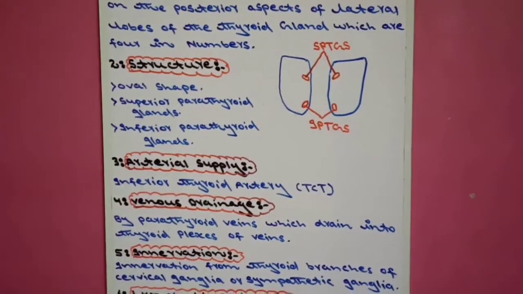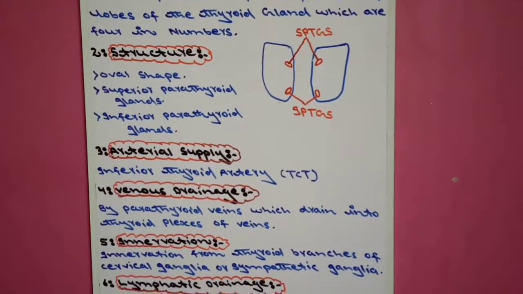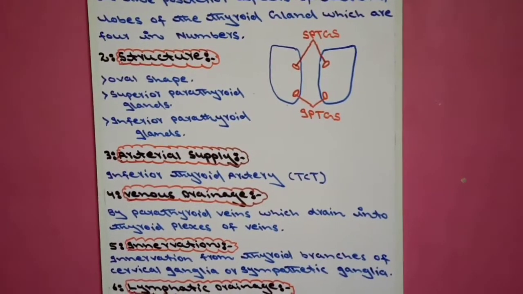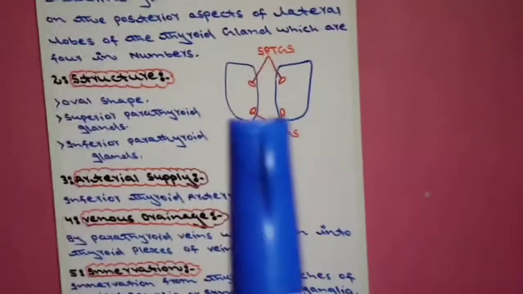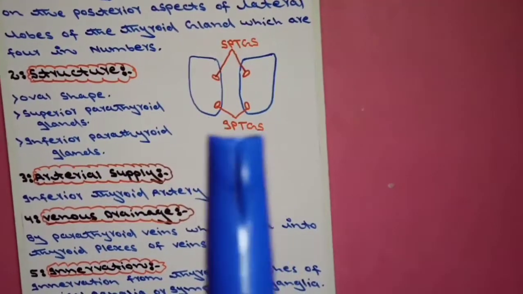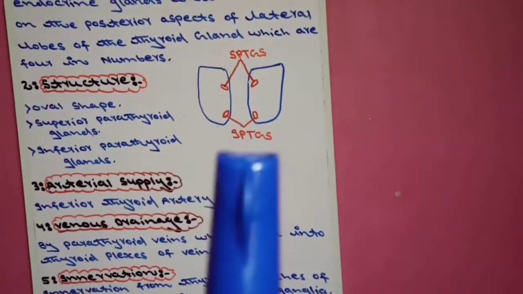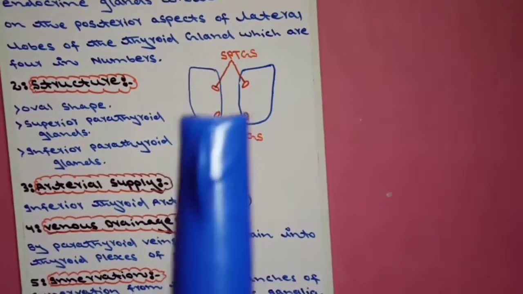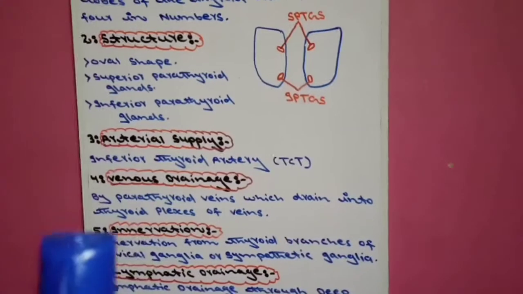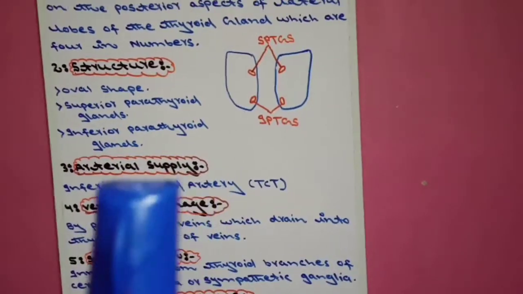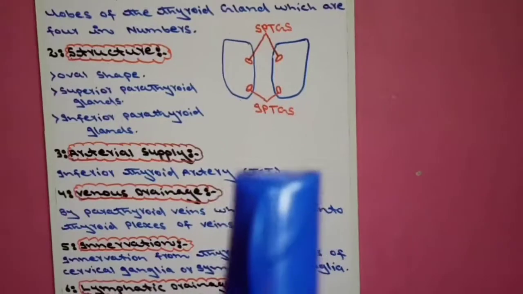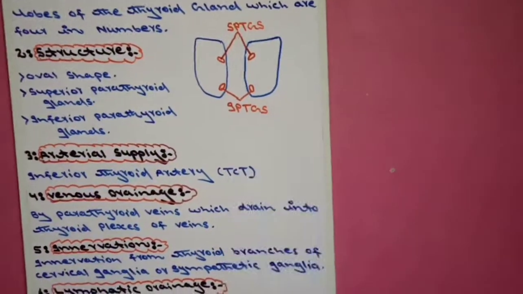Now, when the inferior thyroid artery supplies the posterior and inferior aspect of the thyroid gland, on the posterior aspect of the thyroid gland the parathyroid glands are present. Meaning when the inferior thyroid artery supplies the posterior aspect of the thyroid gland, it also supplies the parathyroid glands. So the arterial supply of parathyroid glands is from the inferior thyroid artery, which is a branch of the thyrocervical trunk.